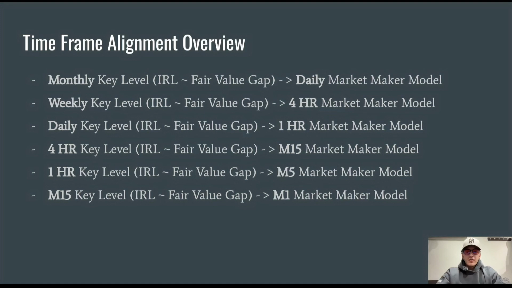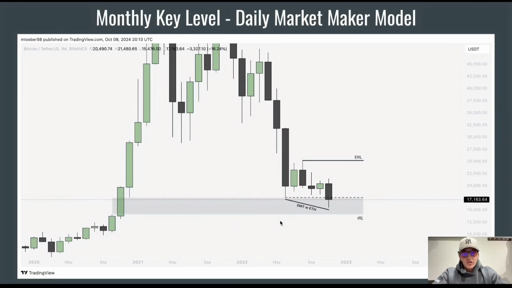So I'm going to start off with the monthly and drop all the way down to the daily and show you how I'm able to combine these to frame high probability biases as well as multiple trade setups en route to our external range draws after we've had a confirmed shift in structure or change in state of delivery from our higher time frame key level tags. So starting off with a monthly key level dropping down to a daily market maker model.